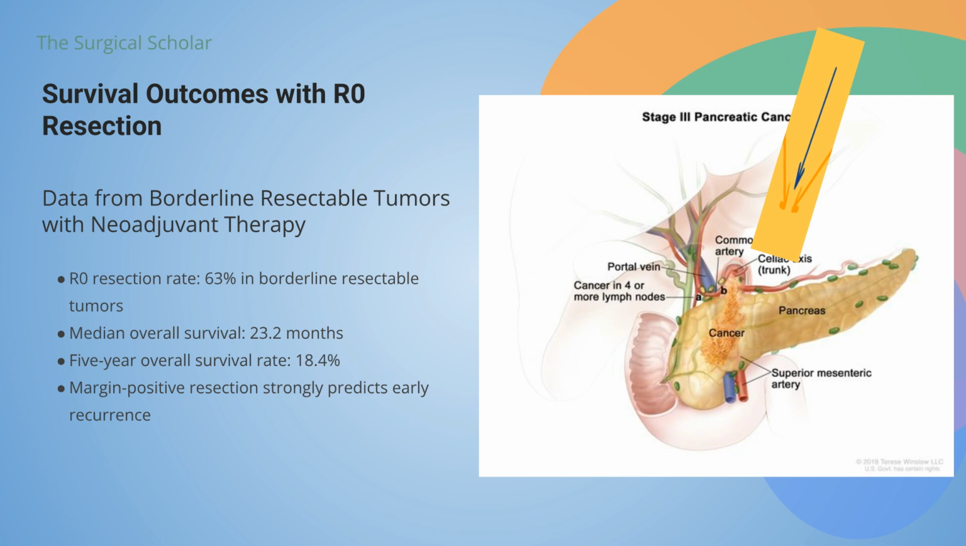But let me give you context with actual data. In borderline resectable tumors where patients receive neoadjuvant therapy, that is, before curative surgery, R0 resection rate was 63%, median survival was 23.2 months, and 5-year survival was 18.4%. In this image, you can see how the tumor encroaches on major blood vessels, and this is where chemotherapy before surgery may be most effective.